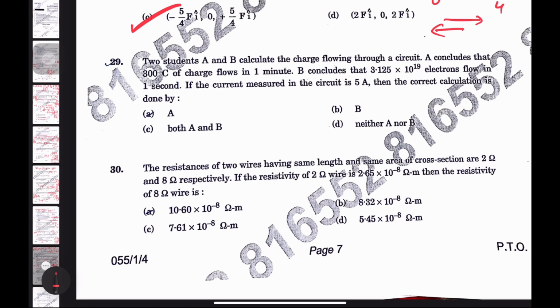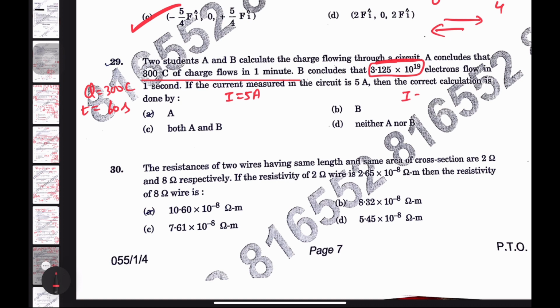So the conclusion which we are having is 300 coulomb of charge is flowing in 1 minute. That is Q is equal to 300 coulomb and time is equal to 60 seconds. But B concludes that 3.125 into 10 raised to the power 19 electrons flow in 1 second. So the number of electrons which are flowing in 1 second is 3.125 into 10 raised to the power 19. So if it is measured that the current in the circuit I is equal to 5 ampere, who is correct? A is correct or B is correct? We have to determine that.